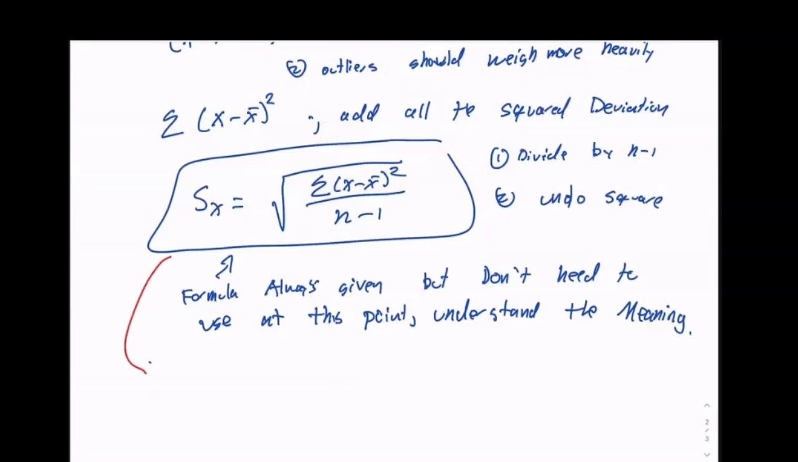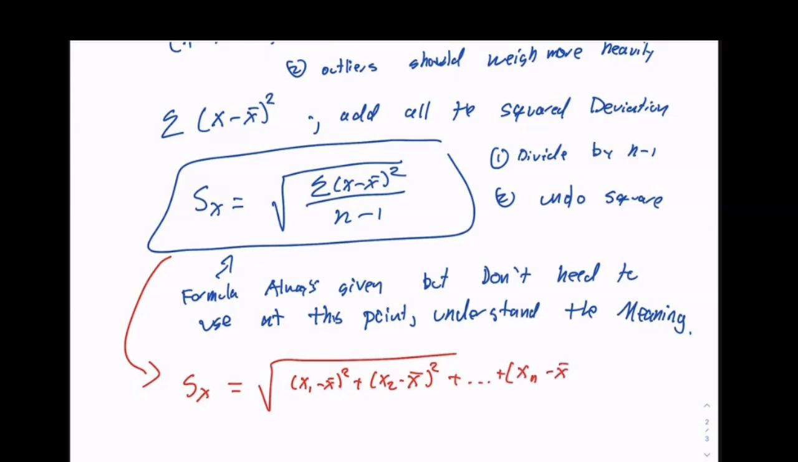And the way this formula looks, if we wrote this out the long way, is s, the standard deviation, equals the square root of (x1 minus x bar) squared plus (x2 minus x bar) squared plus dot dot dot plus (xn minus x bar) squared, all over n minus 1. That's what that formula looks like.